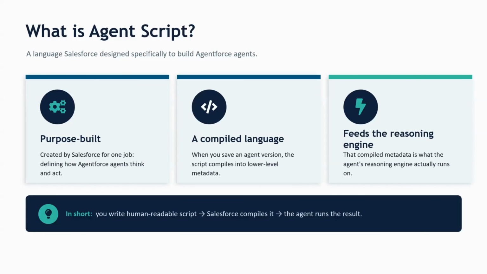It was purposely built only for building agents in Salesforce. It's a compiled language. So we first compile through a compiler, and there is syntax and rules which you need to follow. Just like if there is anything wrong in Apex, you get an error message, in a similar way, in AgentScript also it will be compiled, and then you will be able to see errors at runtime. Also, it feeds the reasoning engine. So the compiled metadata is what the agent reasoning engine actually runs on. Basically, whatever you are writing within your agent script will first be resolved, and then a prompt will be created, and it will be fed to your reasoning engine.